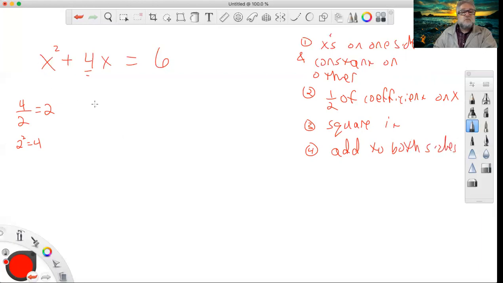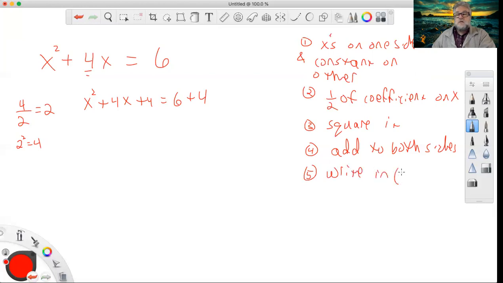So this will become x squared plus 4x. So I did half of 4. Half of 4 is 2, and I squared it. 2 squared is 4, so I'm going to add 4. Okay. Now, oops, going backwards. Write in x plus b squared form.